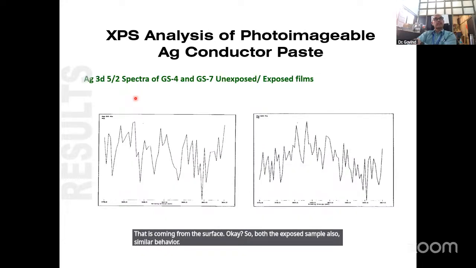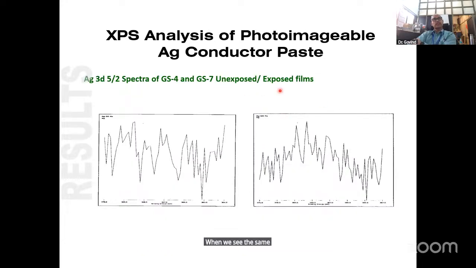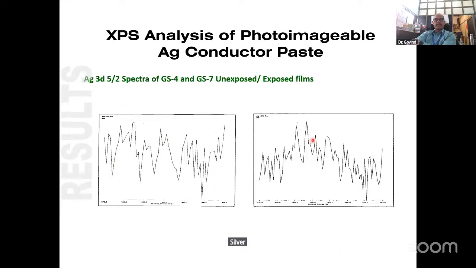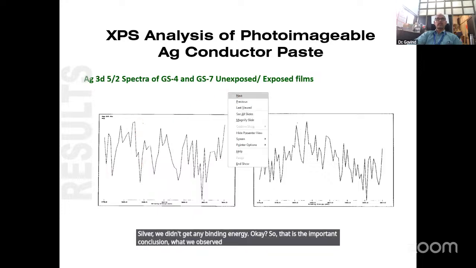When we see the same unexposed or exposed sample for silver, because that is one of the functional materials, what we observed is that the entire polymer got encapsulated. The silver got encapsulated by the polymer system, and because of that we didn't get any silver binding energy. Okay, so that is the important conclusion we observed from the entire film.